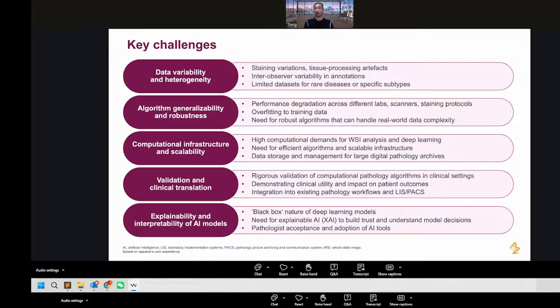So, key challenges. Throughout the talk, I've already mentioned many of them. How to trust the data is one of the very big barriers to clinical adoption. But another very big one is the upfront cost, the investment.